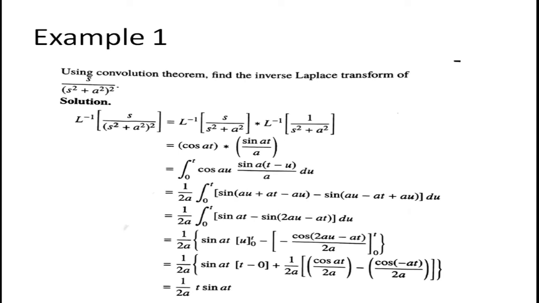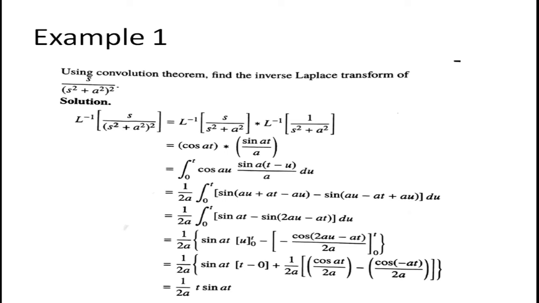Next, we are doing some problems using the convolution theorem to find the inverse Laplace transform. So the first one is find the inverse Laplace transform of s by (s squared plus a squared) whole squared. So we have to find L inverse of s by (s squared plus a squared) whole squared. So we split the function as L inverse of s by (s squared plus a squared) star L inverse of 1 by (s squared plus a squared).